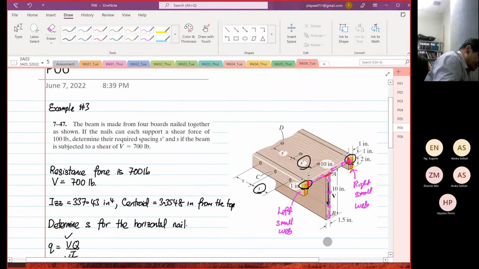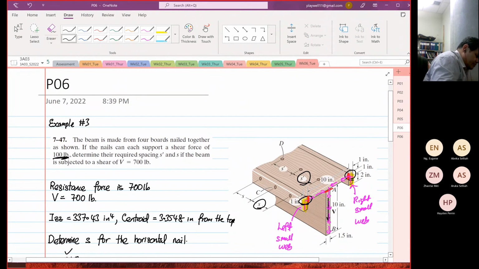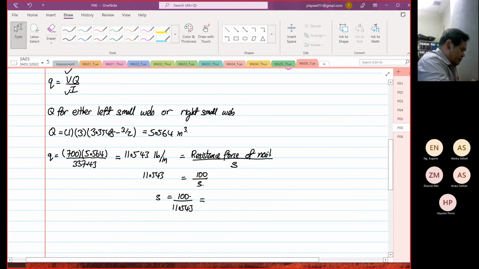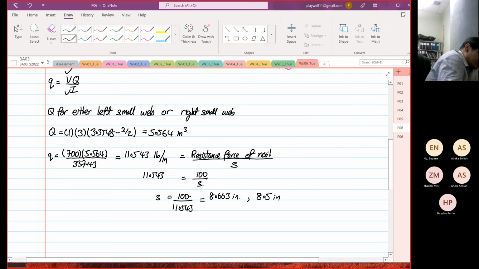Okay, the resistance of the nail is 100 pounds. So the force resistance is not 700, it's 100, pardon me. So this is equal to 100 divided by 11.543, which is equal to 8.663 inches. Now, in reality, it's difficult to measure 8.663 inch. You will usually use 8.5 inch. It's easier to measure 8.5 than 8.663.